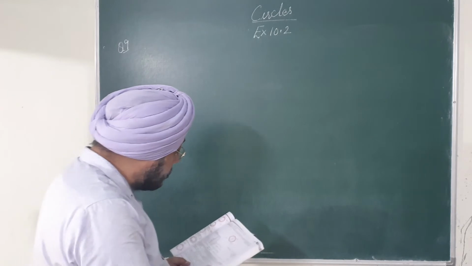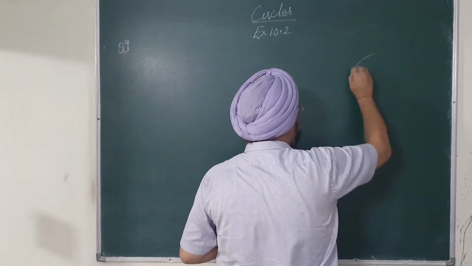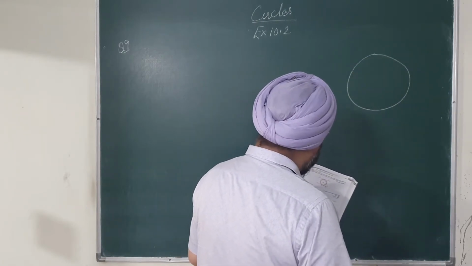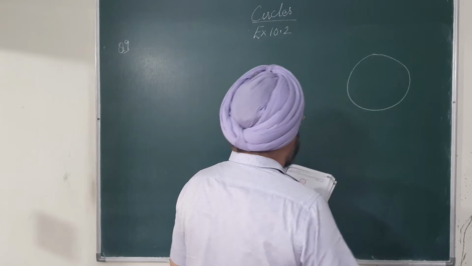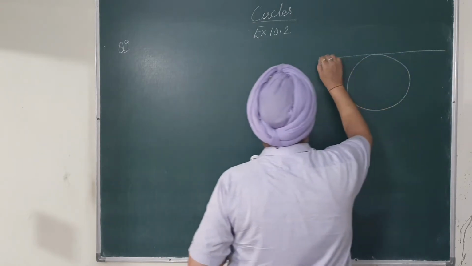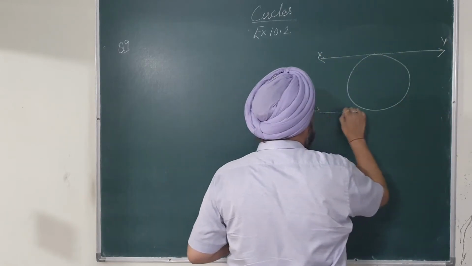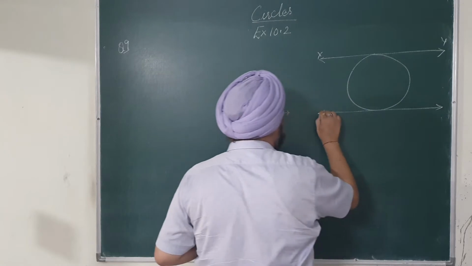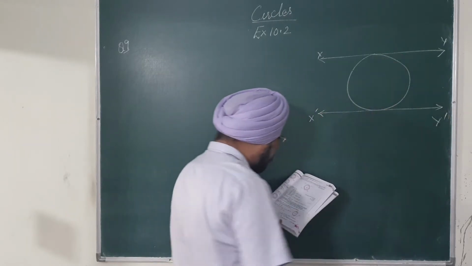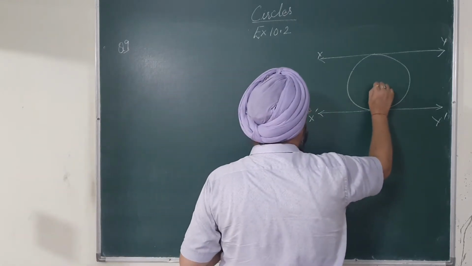Sum number 9 is in the given figure. So this figure is given to you. XY and X'Y' are two parallel tangents. So this is one tangent, XY, and this is the second tangent X'Y', which are parallel to each other, to a circle with center O.